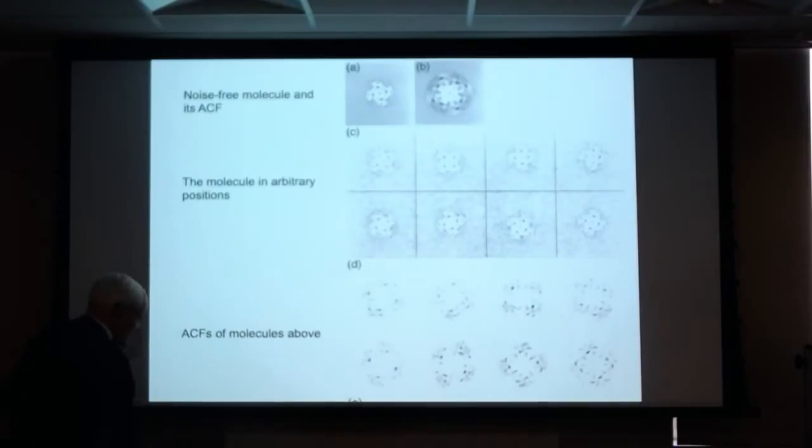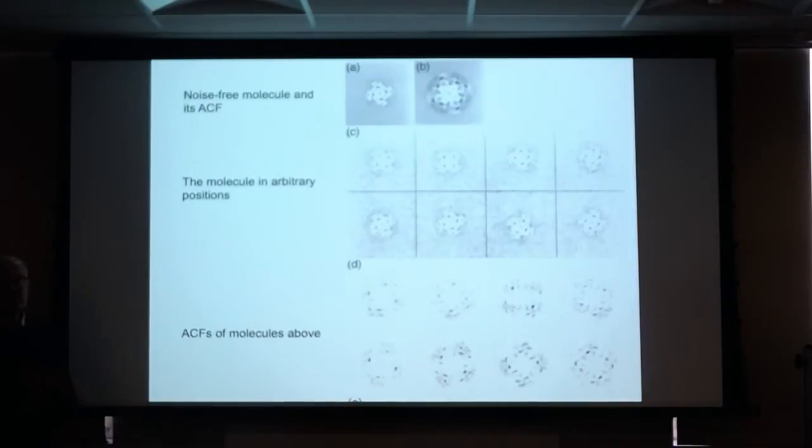So we can then first compute the autocorrelation of the images and then rotate the autocorrelations against each other and find the position of best overlap. Okay? So that's how we can completely decouple the search for translation and rotation.